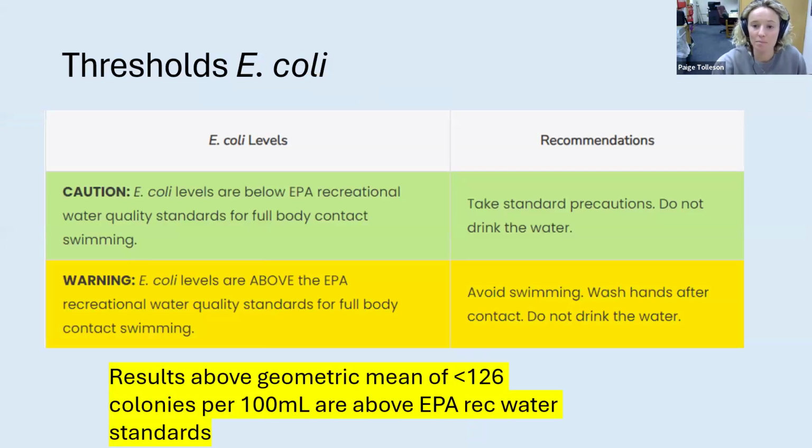For recreational waters, anything above the geometric mean of 126 colonies per 100 milliliter samples is above the EPA's recreational water standards. And if E. coli levels are above this standard, it is advised not to swim.